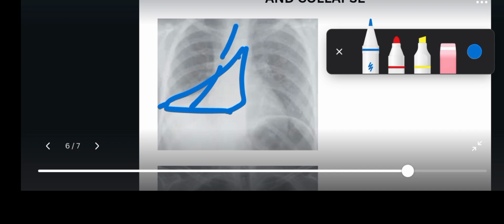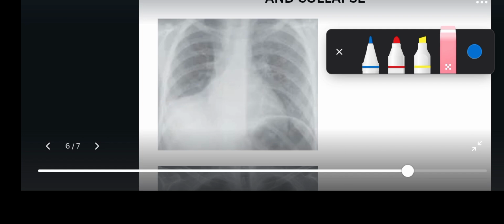Now this image is homogeneous. You can't appreciate any air bronchogram. So what helps us to differentiate it from pleural effusion is this shift in the trachea to the side of the collapse. Then if you look for other signs, you see that there is no meniscus sign. This one is convex upward.